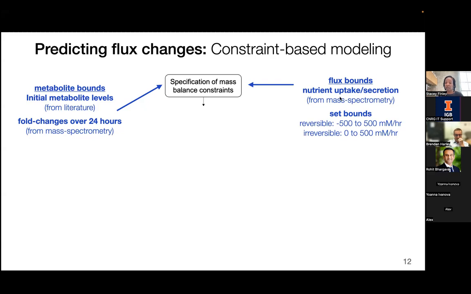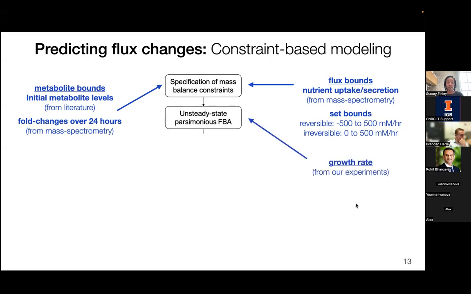So we take directly from our mass spectrometry measurements the rate of nutrient uptake, so uptake of glucose, uptake of glutamine, and secretion of lactate. So those are fixed. And then we have bounds on the fluxes, whether they're reversible or irreversible. And then lastly, again, from one of those very initial slides that I showed, we have the measured growth rate.